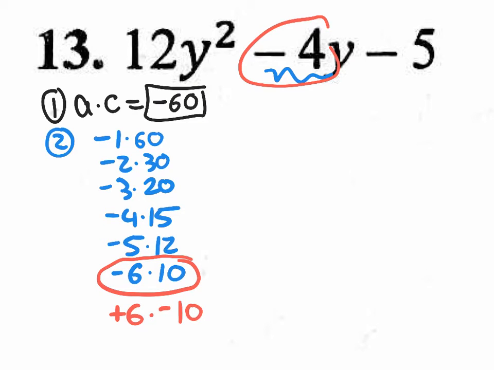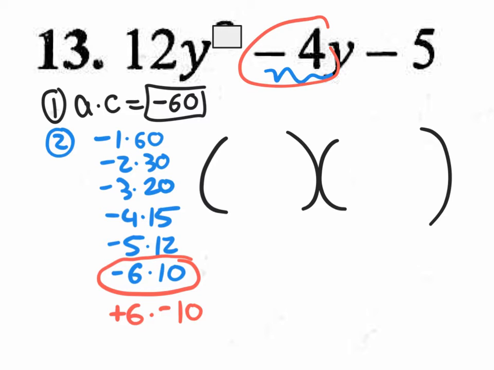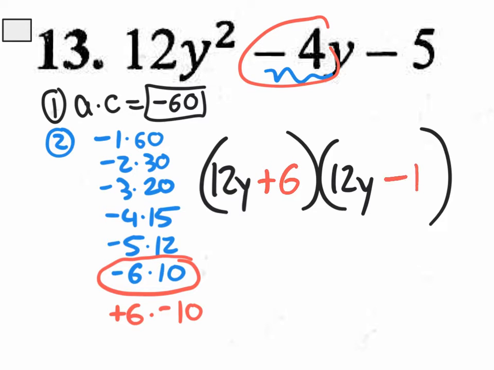And then we jump to our answer format. Our answer format, again, is kind of like ignoring the square. So we're going to put a 12y right here and a 12y right there, right? Ignoring the square. Okay, so let me just move that out of the way. Anyhow, what about this spot and that spot? What do I put in there? The pair of numbers, right? The positive 6 and the negative 10.